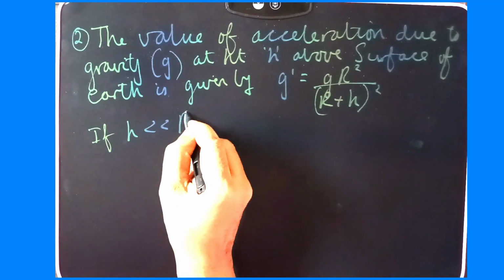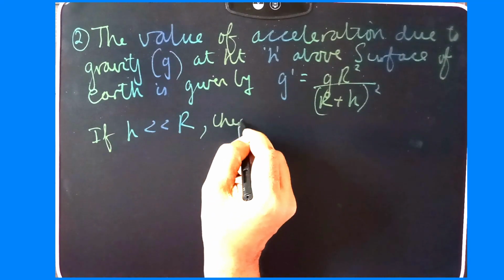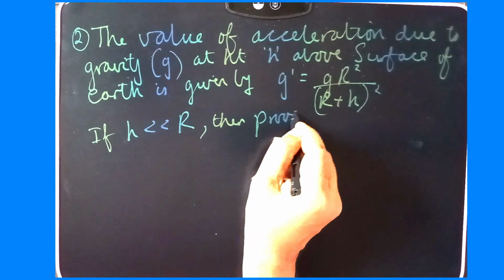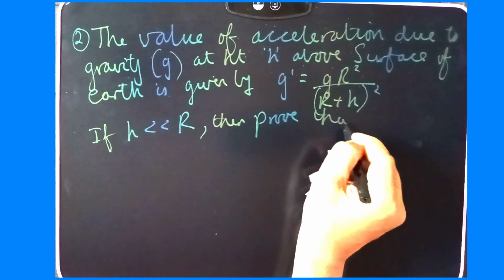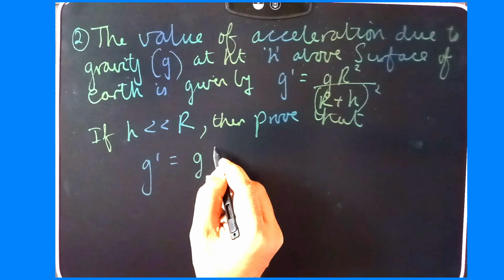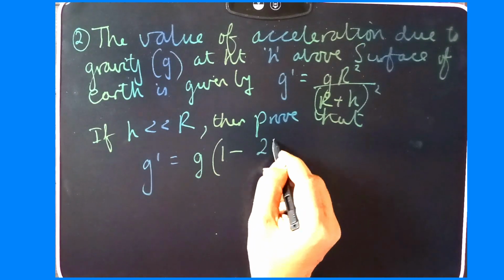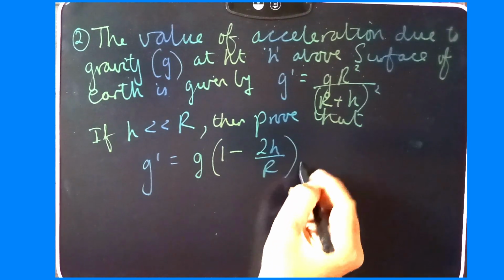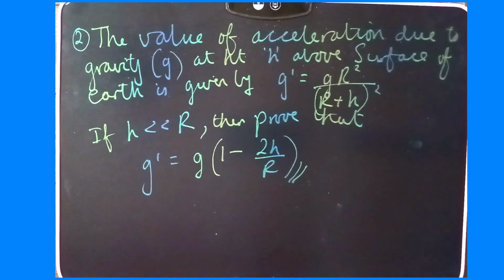If h is very less than R, then prove that g dash is equal to g (1 minus 2h by R). We need to prove this. Okay. So please note down the problem. We'll try to solve it in a few more moments. We have noted down the problem.